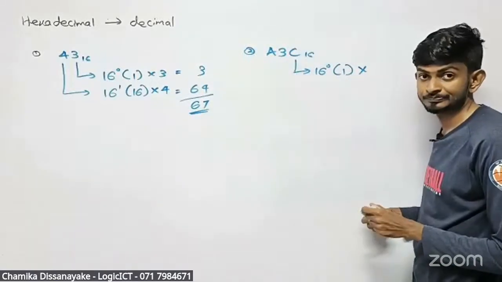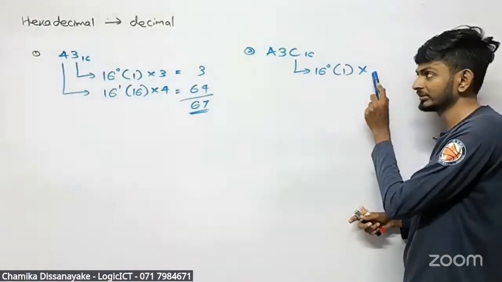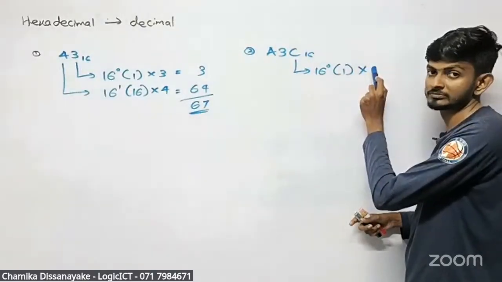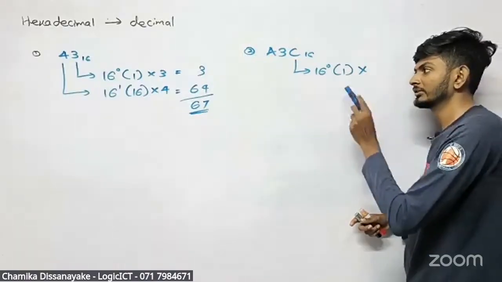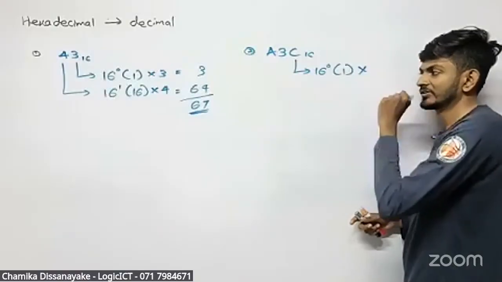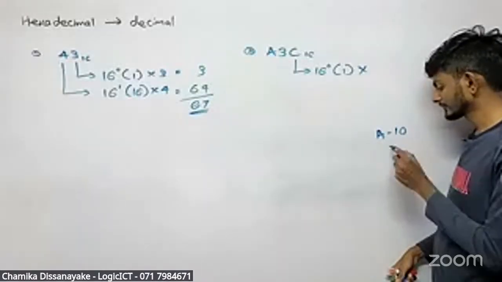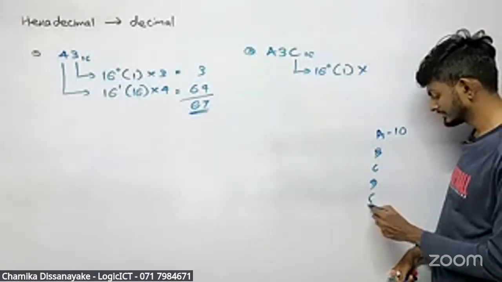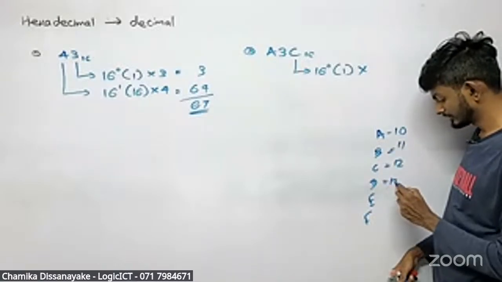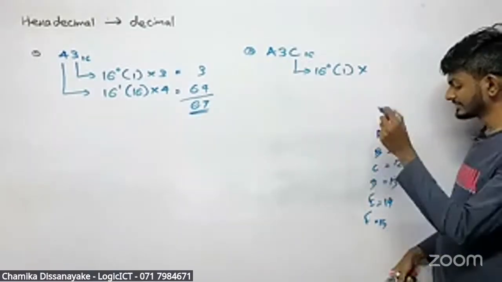The thing is, for the calculations you have to put the corresponding value, not the symbol. So here we have to put the value of C. A is 10, B, C, D, E, F are 11, 12, 13, 14, 15. That means C means 12.